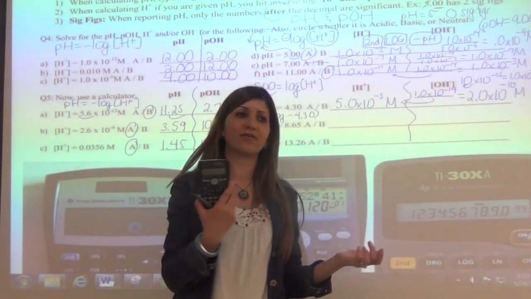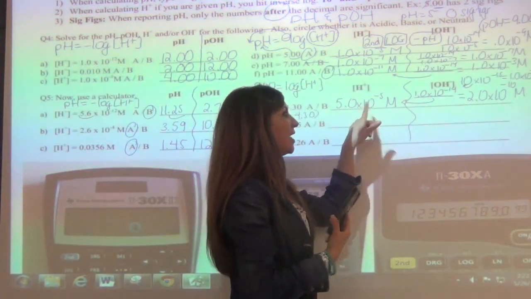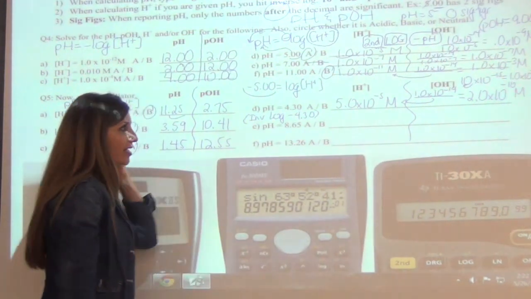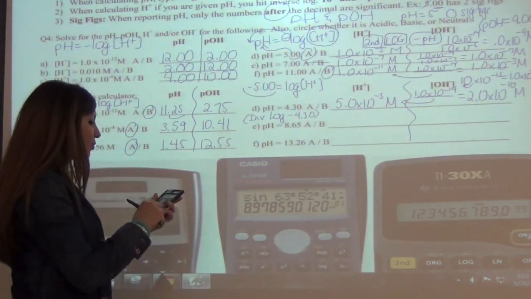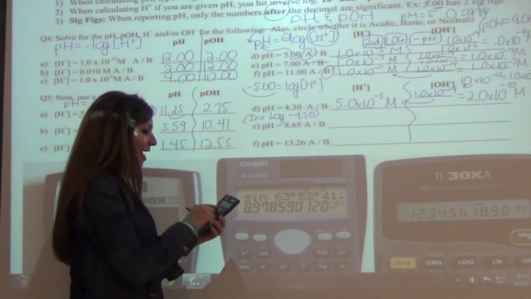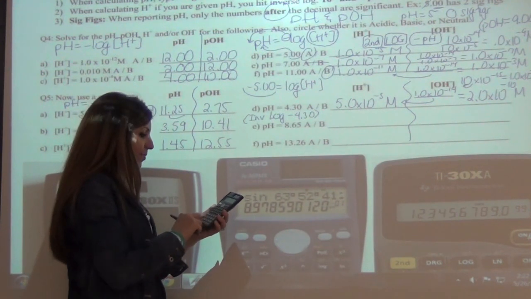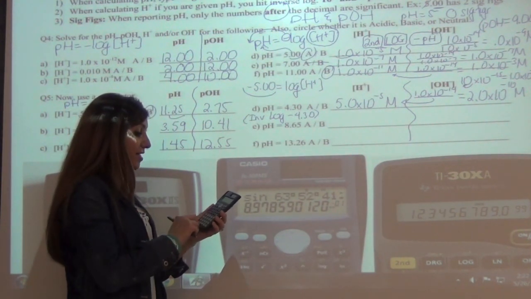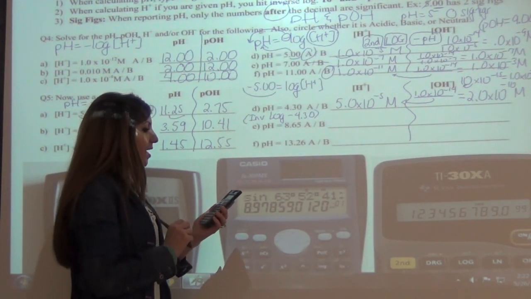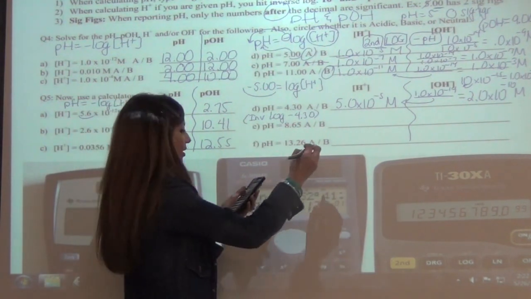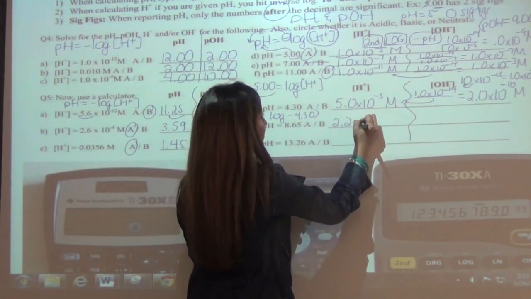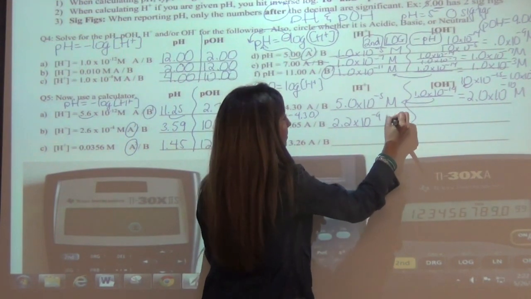And you can try it in your calculator by multiplying these two together to ensure that you get 1 times 10 to the negative 14. All right, and just 2 left on here. So again, I'm going to inverse log the negative 8.65. Make sure you do the negative 8.65. And that gives me 2.2 times 10 to the negative 9 molar.